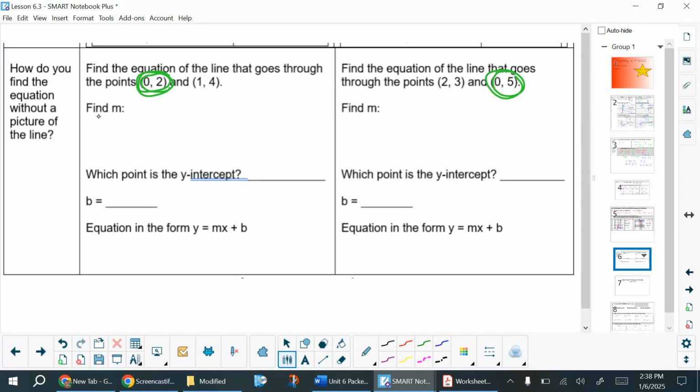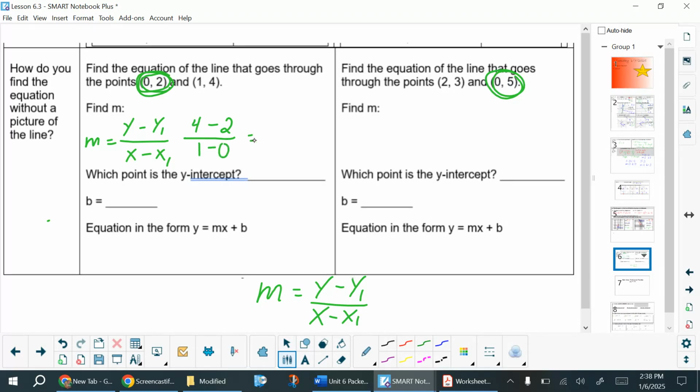So the first thing we're going to have to do is find the slope. And we need to do that by using our slope formula, which if we remember is this thing right here, y minus y1 over x minus x1. I'm going to write that in here. And I'm going to plug in my points. So I'm going to subtract the two y points, 4 minus 2. I always subtract them from the end. And since I put the 4 in first, I have to do the x's as the 1 first. So 1 minus 0. So when I do that, 4 minus 2 is 2. 1 minus 0 is 1. So my slope is 2.